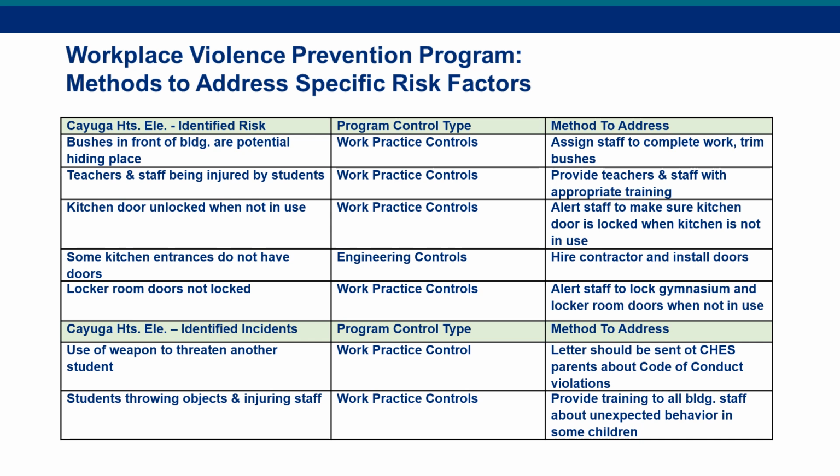We also have identified incidents at Cayuga Heights Elementary. 1, the use of a weapon to threaten another student, and 2, students throwing objects and injuring staff. Again, program control type in column 2, and identified method to address these incidents listed in column 3.